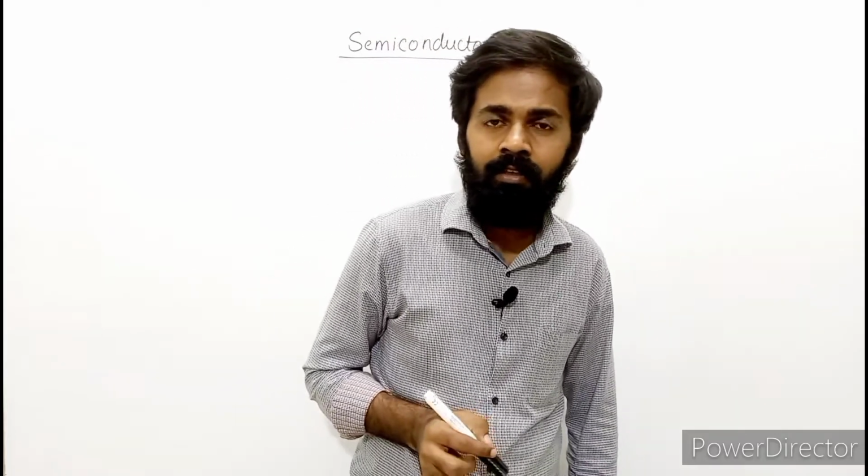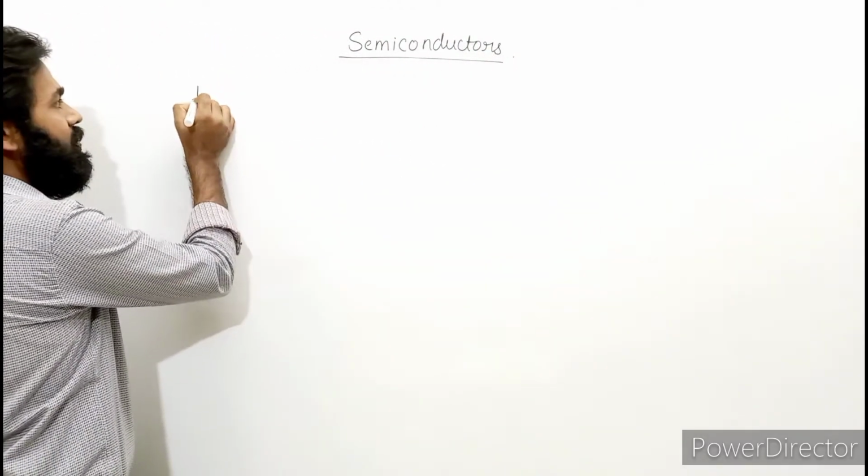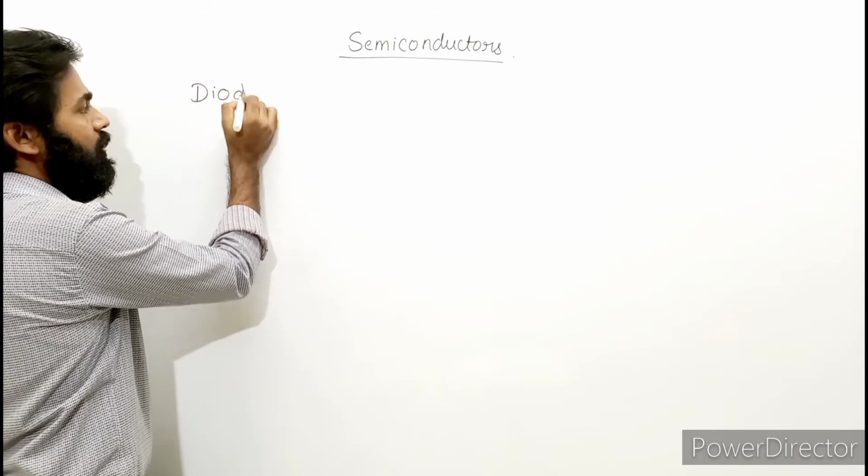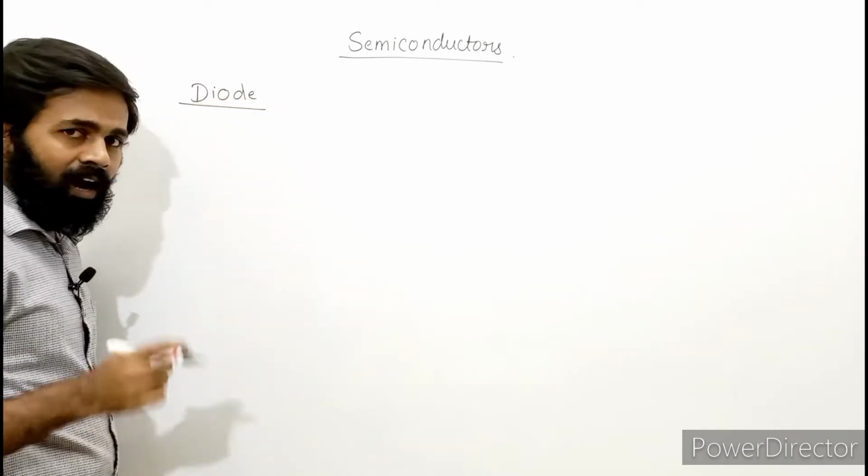In this session, we will continue with semiconductors. In the previous session, we have seen about intrinsic semiconductors as well as extrinsic semiconductors, N-type and P-type, and the differences between them. Right, now in this session, we will start with a new concept, the concept of diode. Okay, now let us see the concept of diode. Now let's see how a diode is formed.